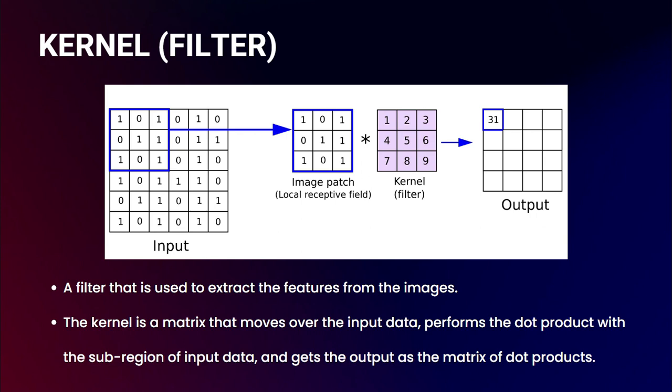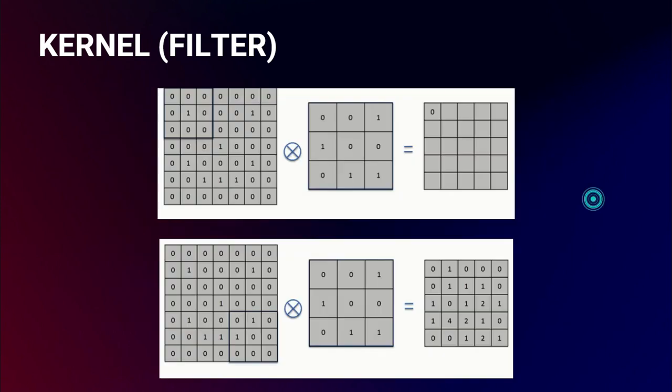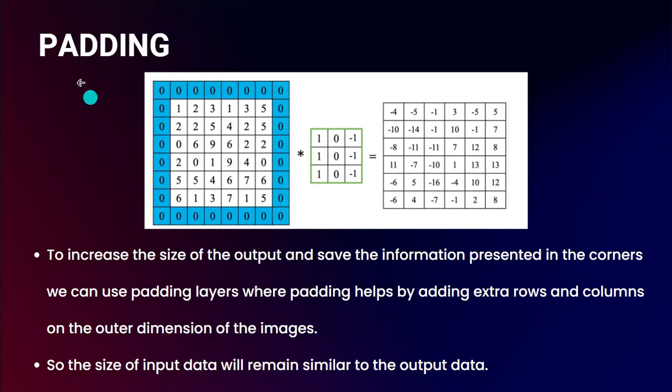I want to extract important information, but I don't want to lose things. I don't want it to reduce in size. So here we are actually losing some information. Our 6 cross 6 is turning into 4 cross 4. When you go further, it will keep on decreasing. To avoid that, we are adding something known as padding. So padding, or adding pads, is nothing but adding extra layers, to increase the size of the output and save the information present in the corners.